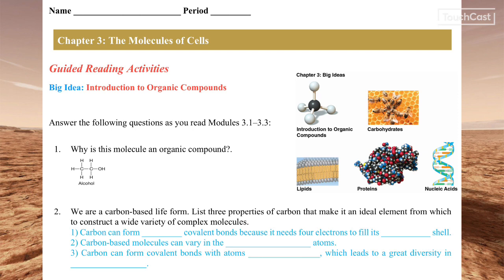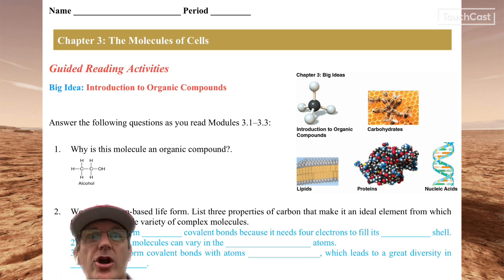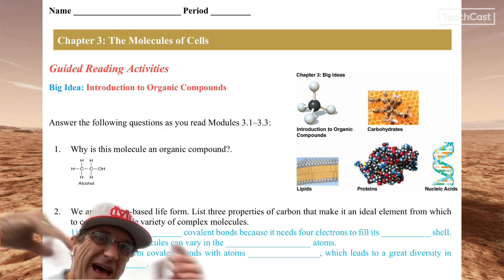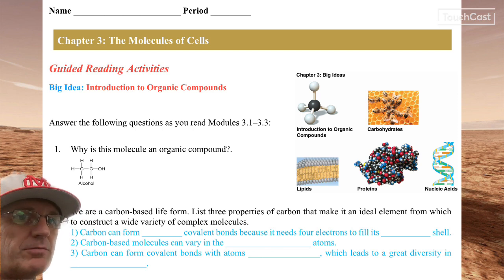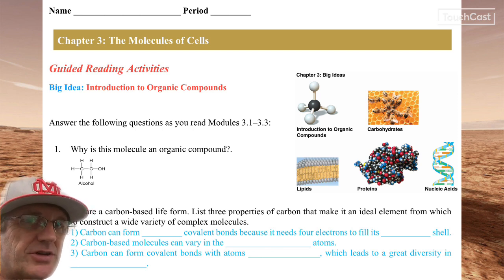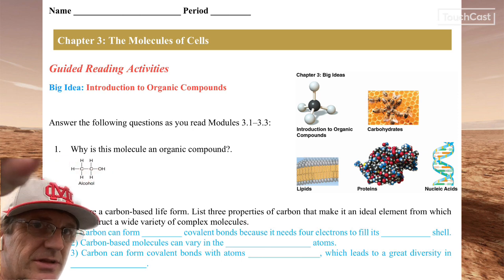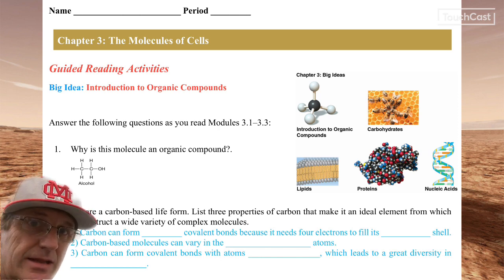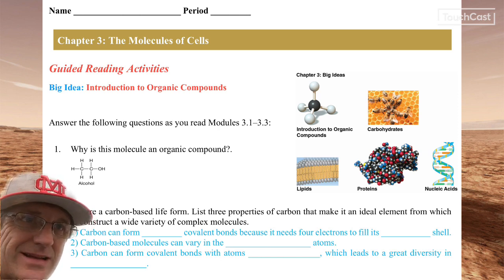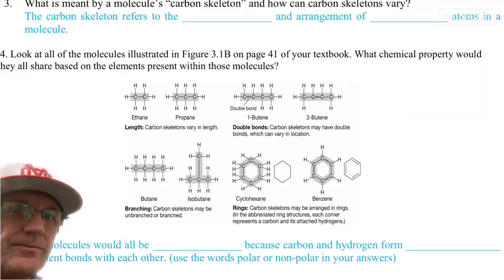Carbon-based molecules can vary in the number of atoms. You can have 1, you can have 2, you can have thousands of carbons strung together. And then last, carbon can form covalent bonds with atoms other than hydrogen. Most of the time it's hydrogen, but it can also form covalent bonds with many different elements in the periodic table. Therefore, it is an ideal backbone molecule.